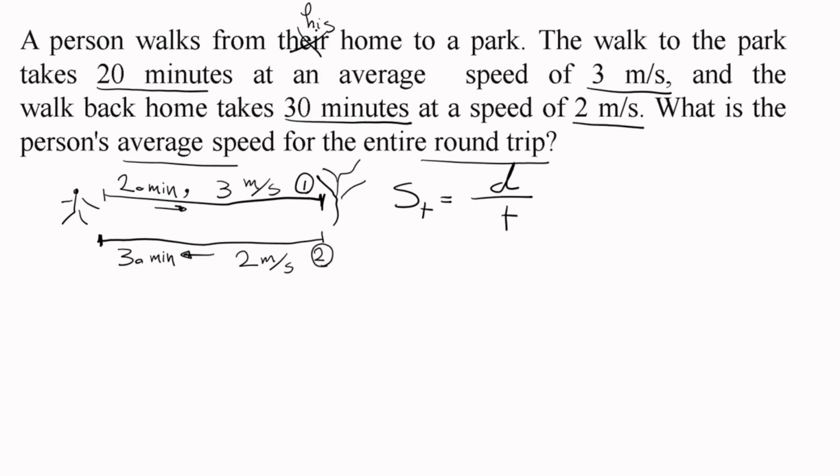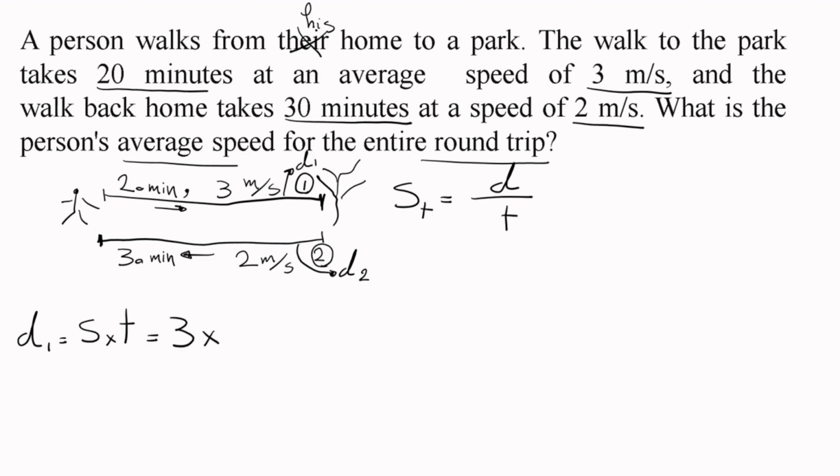Do I have distance for the first part? No. So I must calculate distance for the first part. And do I have the distance for the second part? No. So I must calculate distance of the second part as well. Okay. Let's calculate distance of the first part. What was the formula for calculating distance? Average speed times t. Do I have average speed? Yes, it is 3 meters per second.